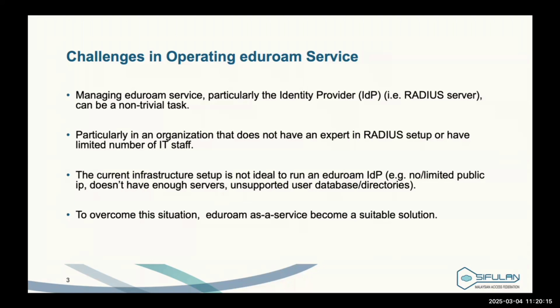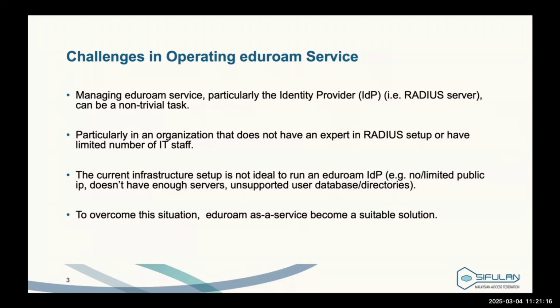For polytechnics, maybe it's not that major a challenge, but for community colleges, it is, because not all community colleges have dedicated IT staff. Even if they do, they're not really familiar with this advanced, enterprise IT setup. Another issue is that the current infrastructure setup is not ideal to run the Eduroam IDP or radius server itself, such as having no public IP or only a limited number, because in most implementations the NRO needs to trust the IP address where the authentication is coming from. That requires a static IP, but not all have it, or they don't have enough servers, or have an unsupported user database or directory, or many other infrastructure issues.